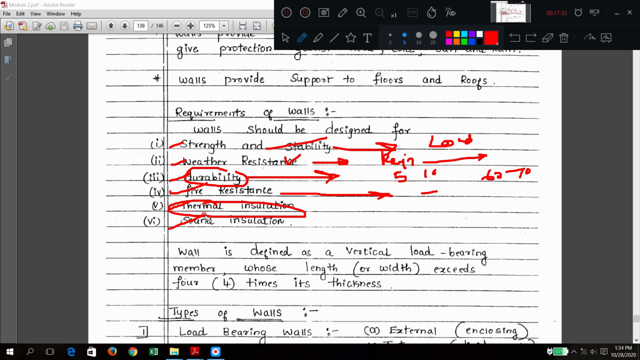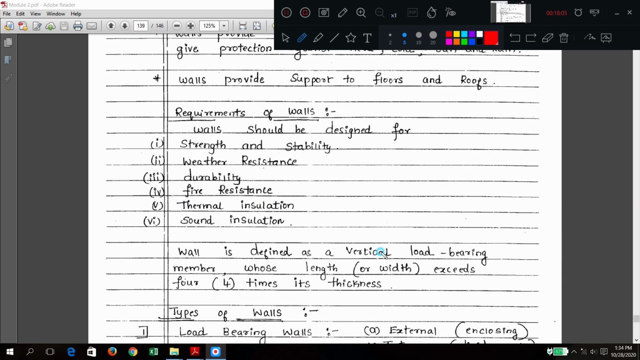Thermal insulation means what? During the summer season, the temperature outside is warm, so that hot temperature should not be inside also. It insulates the heat from outside to inside. Insulation means not allowing the heat to get inside. Sound insulation means outside noise should not penetrate inside. Similarly, inside sound should not go outside easily. So these are a few requirements of walls.